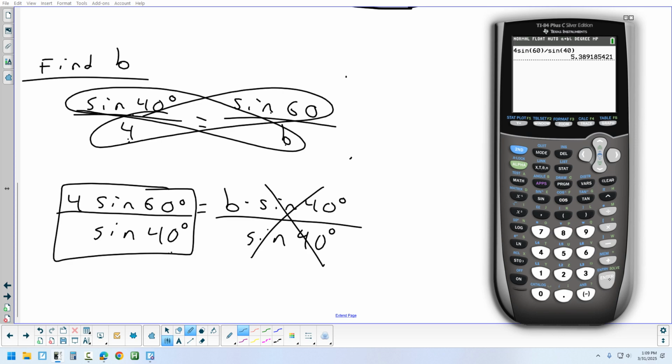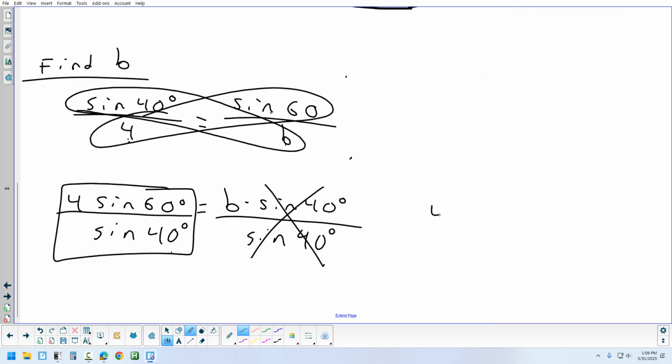And when you type it in, you should get an answer of 5.38. If you forget to close it, you will not get the same answer. That's a completely different answer. Okay, what it's doing there is this: 4 times the sine of 60 divided by the sine of 40. That is not at all what you meant. You don't want to do that. You want to do that. There's a big difference. What was the answer?